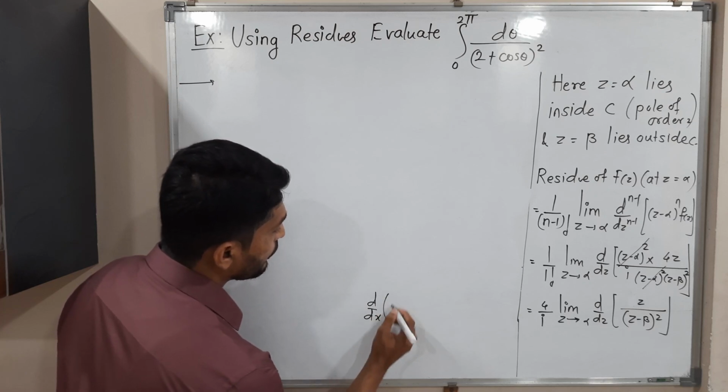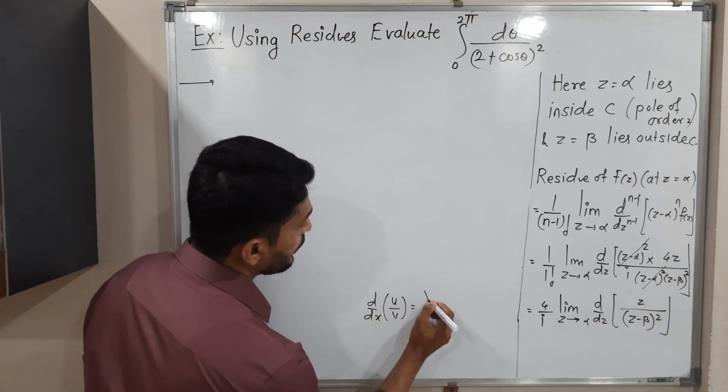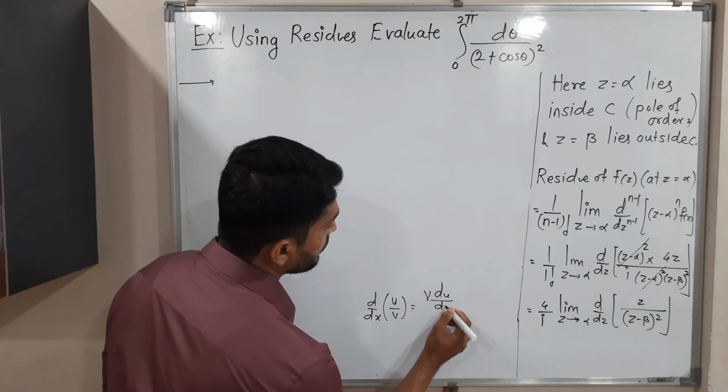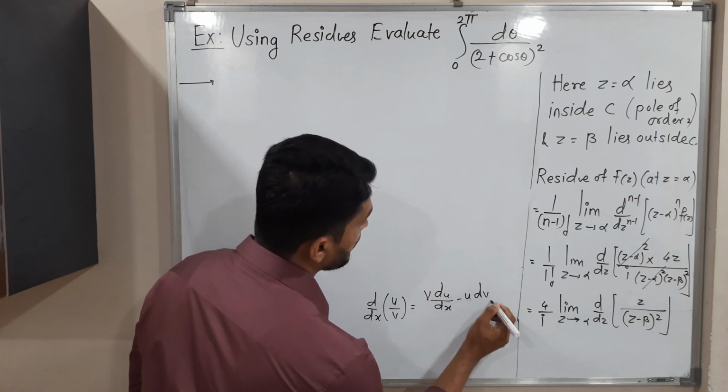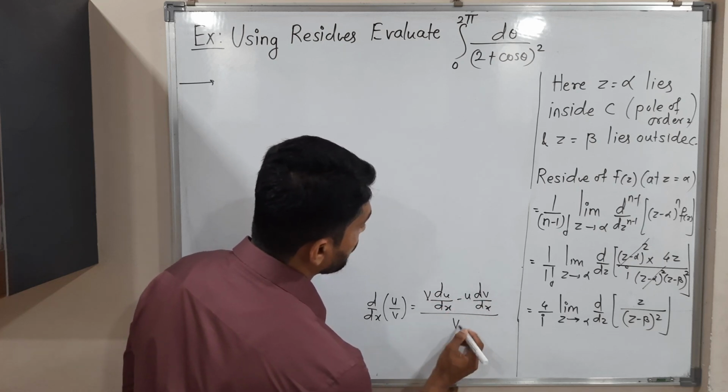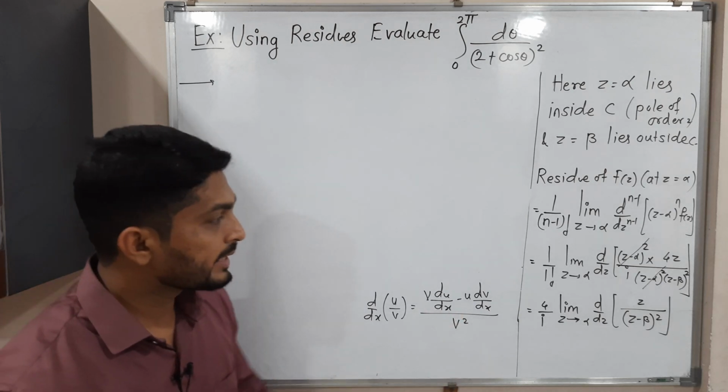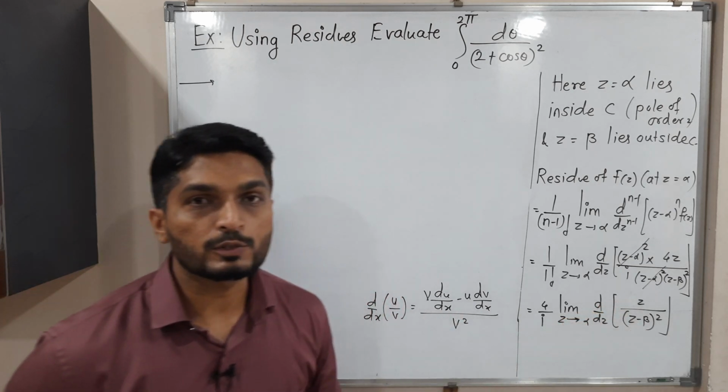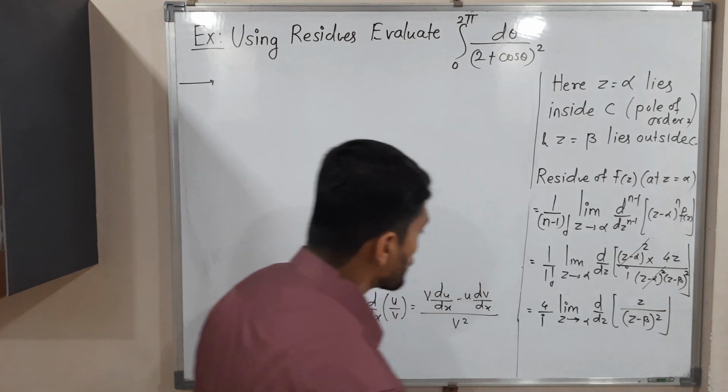derivative of u upon v is v into derivative of u minus u into derivative of v, upon v square. So z is u here and (z minus beta) square is v. So let us use the formula.